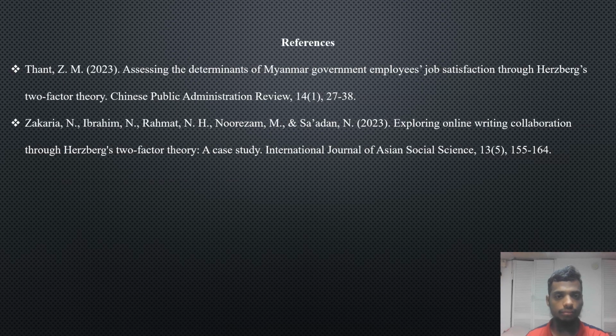References: Assessing the determinants of Myanmar government employees' job satisfaction through Herzberg's two-factor theory, Chinese Public Administration Review. Zakaria, N., Ibrahim, N., Rahmat, N. H., Nur Rizam, M. S., Sadan, N. Exploring Online Writing Collaboration through Herzberg's Two-Factor Theory, a case study, International Journal of Asian Social Science.